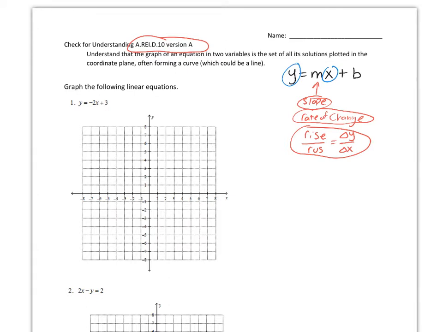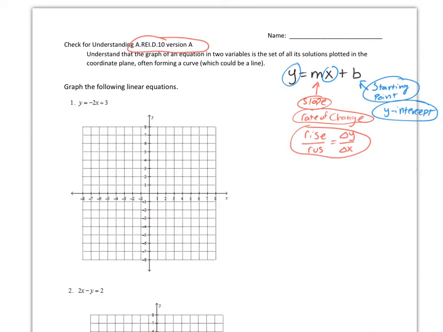And then we've got our starting point. And that is our b, so we're going to call it the starting point. And it's also known as the y-intercept. So both of these terms, starting point and y-intercept, would describe the b value.